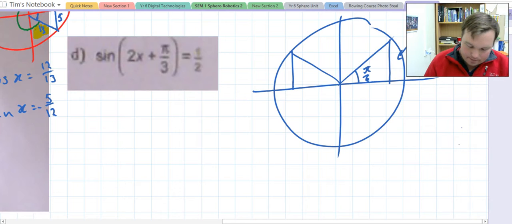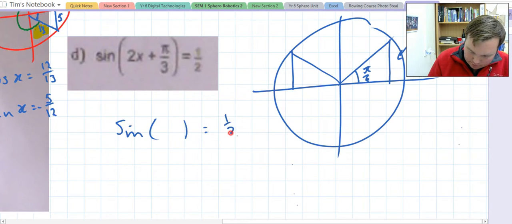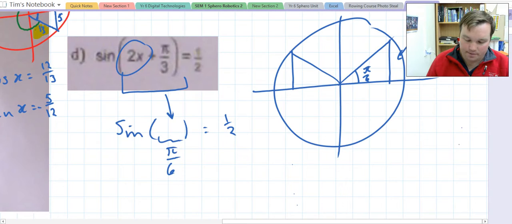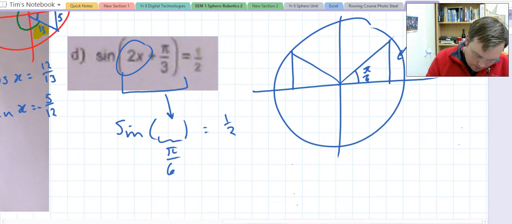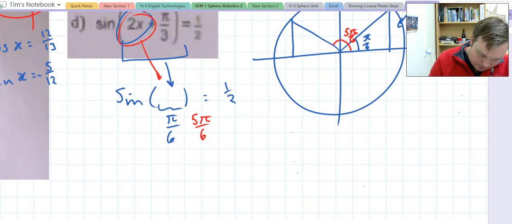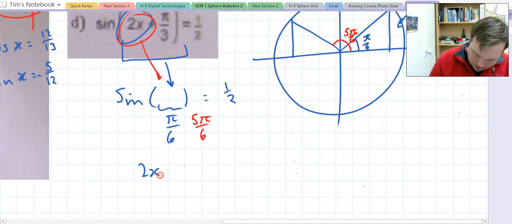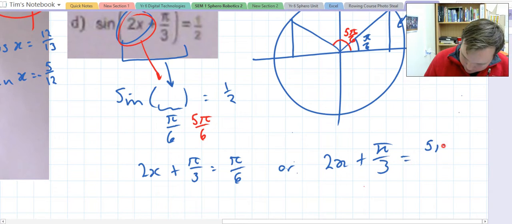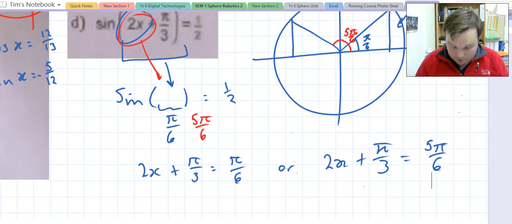Alright, so what we're really saying is that sine of some number equals a half. This one in here must be pi on 6. So for what values of x does this here return pi on 6? Another solution would be, using red, that's the whole way back, so 5 pi on 6. So for what value of x does this return 5 pi on 6? And from here you can set up a pair of equations: 2x plus pi on 3 equals pi on 6, or you'll get your second solution from 2x plus pi on 3 equals 5 pi on 6. And I'm sure you can follow through and find those two.